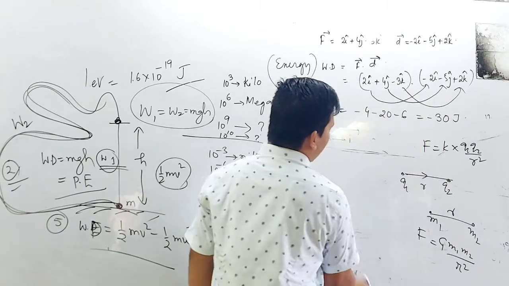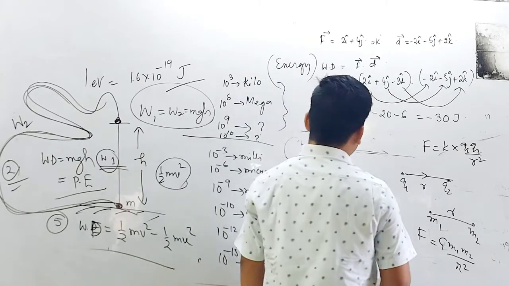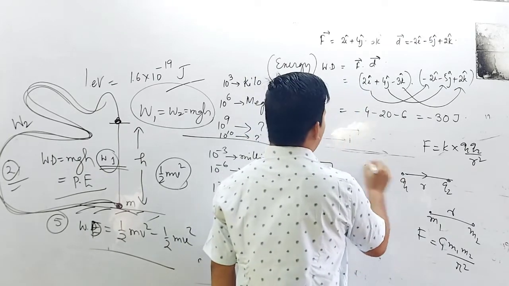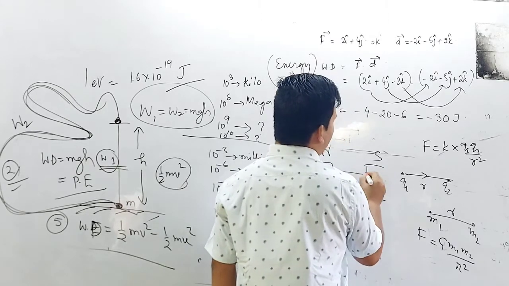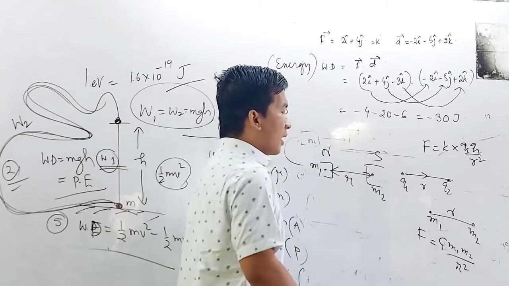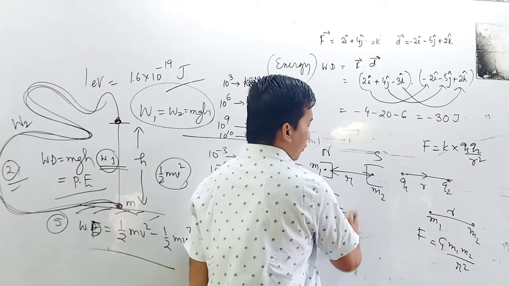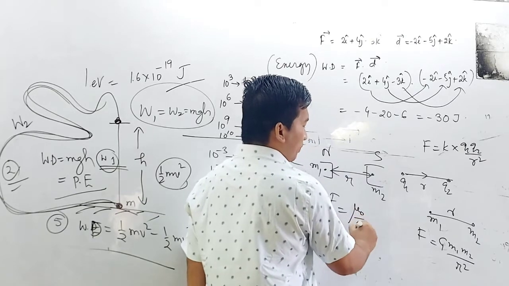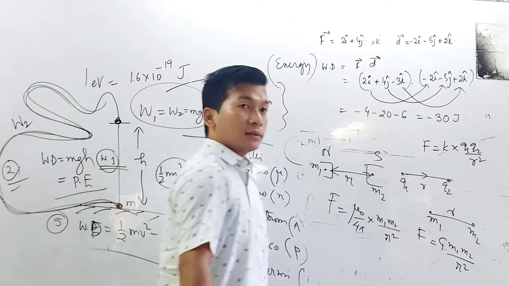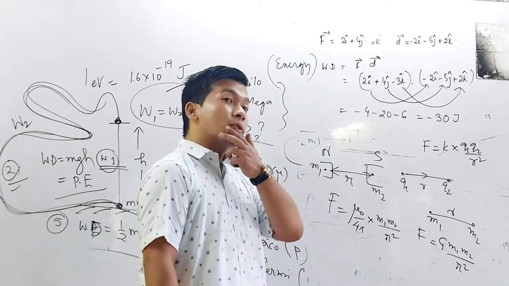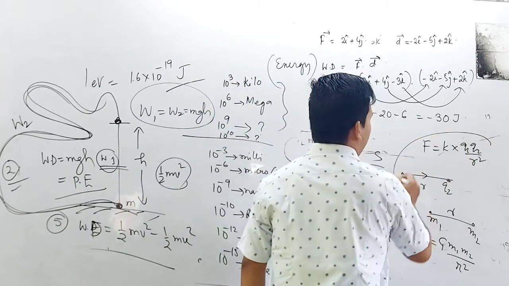Now, what about the magnet? This is a magnet of pole strength m1, this is North pole, this is South pole, and this is of m2. These two are separated by distance r. Then what would be the force? It would be mu naught by 4 pi into m1 m2 divided by r square.